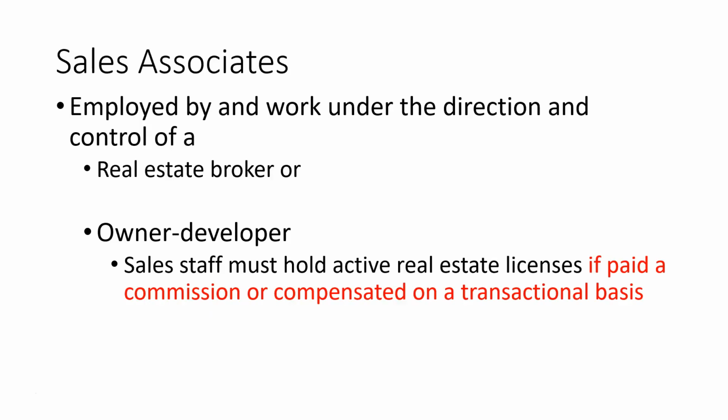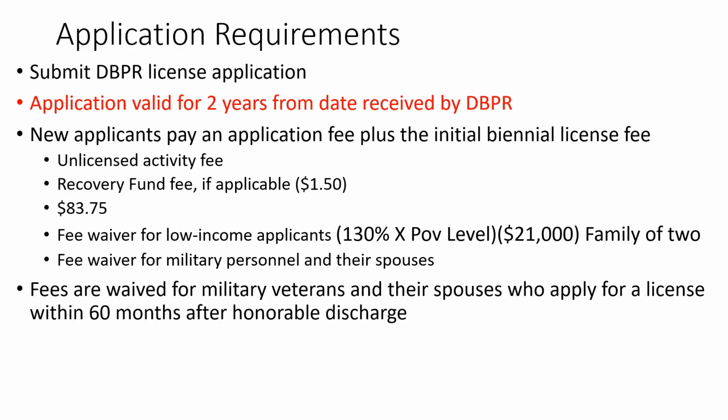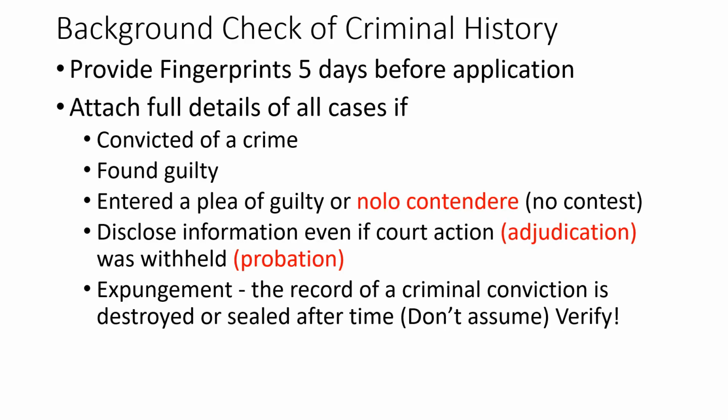Sales associates are employed by and work under the direction and control of a real estate broker or an owner-developer. Sales staff must hold active real estate licenses under an owner-developer if they are paid a commission or compensated on a transactional basis. You do need to put in an application. The application will last for 2 years. You'll pay various fees, and there are fee waivers for low-income applicants and also for the military personnel and their spouses. And fees are waived for military veterans and their spouses who apply for a license within 60 months after honourable discharge. You will have to do your fingerprints.